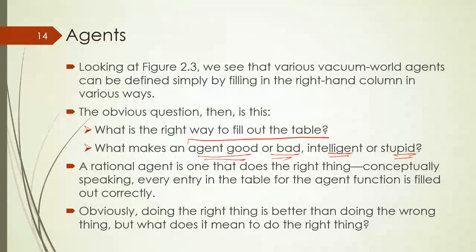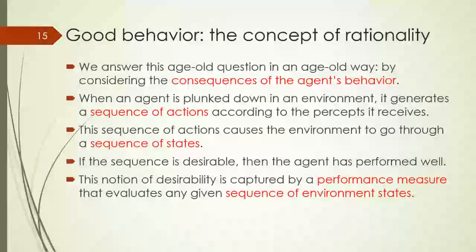A rational agent is one that does the right thing. Conceptually speaking, every entry in the table for the agent function is filled out correctly. Obviously, doing the right thing is better than doing the wrong thing. That's obvious. But what does it mean to do the right thing? The concept of being right and wrong might be rather complicated. So we need to make it clear what would be good behavior and what would be bad. The concept of rationality, right?